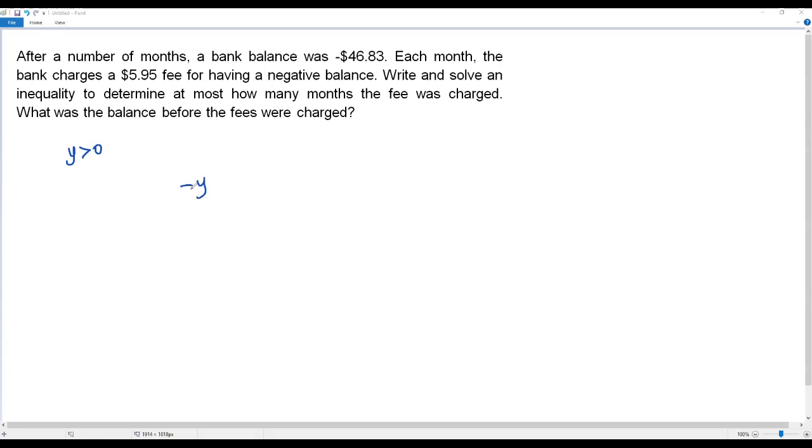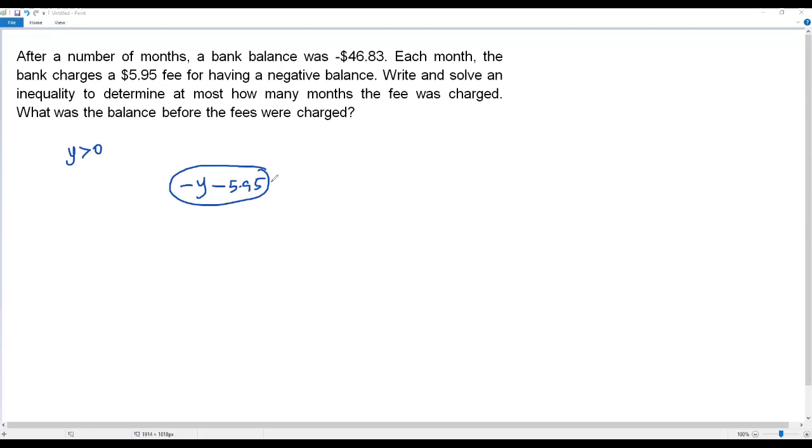Since my bank balance became negative, the bank charges a fee of $5.95 even in the first month itself. Since it's a fee charged by the bank, it is taken from our account, so it has to be done in negative value. So negative $5.95. So in the first month, for this negative balance, negative $y dollars, the bank charges a fee of negative $5.95. So this is the balance of my account in the first month.